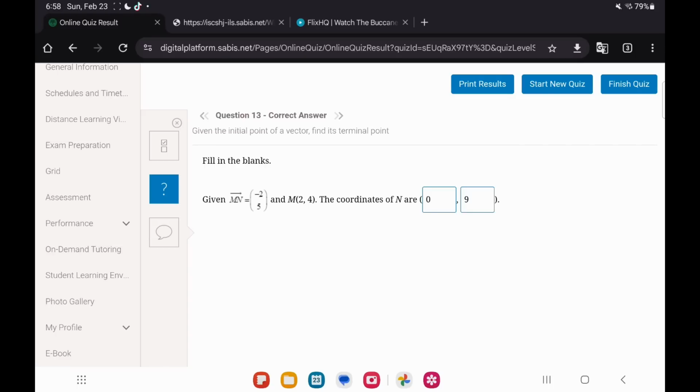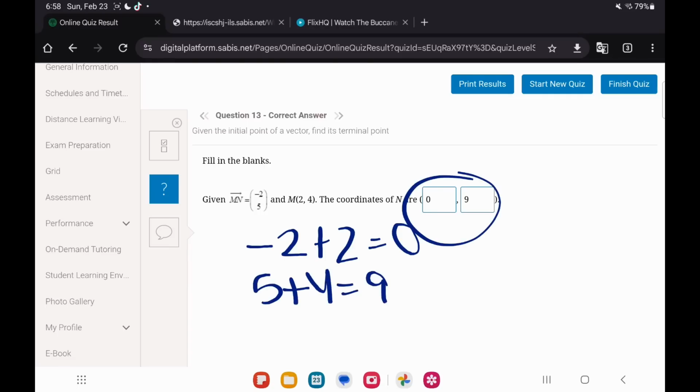So whenever they give you this type of question, all you need to do is add the values here and the values here. Okay, so 2 minus 2 plus 2 equals 0, and 5 plus 4 equals 9. So 0 and 9.